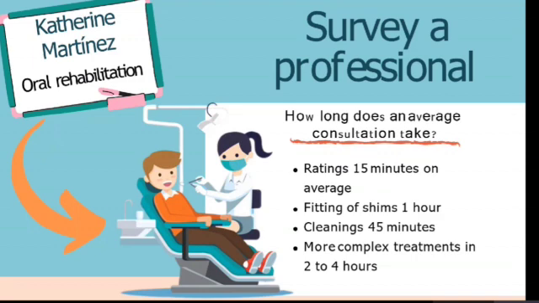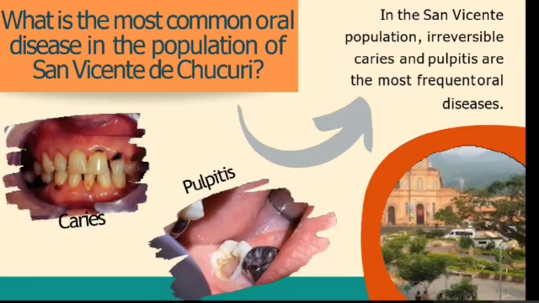Okay, first question. How long does an average consultation take? Rating 55 minutes on average, feeding of chimps 1 hour, cleanings 45 minutes, and more complex treatments 2 to 4 hours. Okay, what is the most common oral disease in the population of San Vicente Chucuri? She told us that the most prevalent diseases in the municipality were cavities and pulpitis.